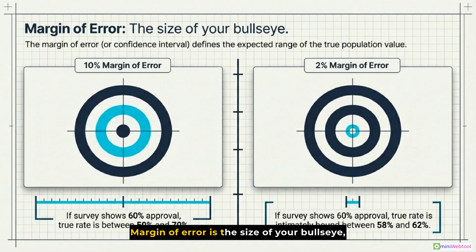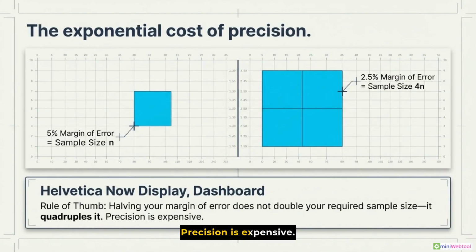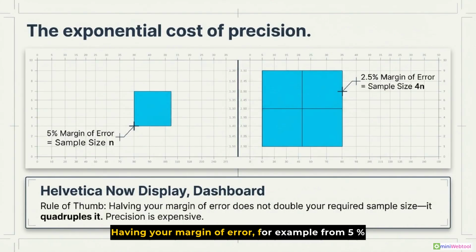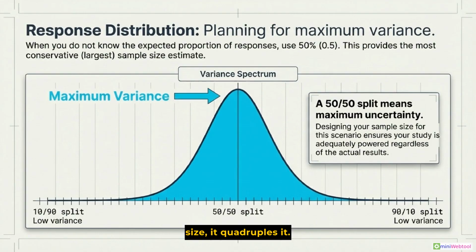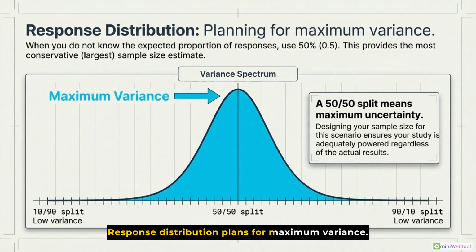Margin of error is the size of your bullseye, defining the expected range of the true population value. A smaller margin means greater precision. Precision is expensive. Halving your margin of error, for example from 5% to 2.5%, does not double your required sample size, it quadruples it. Response distribution plans for maximum variance.